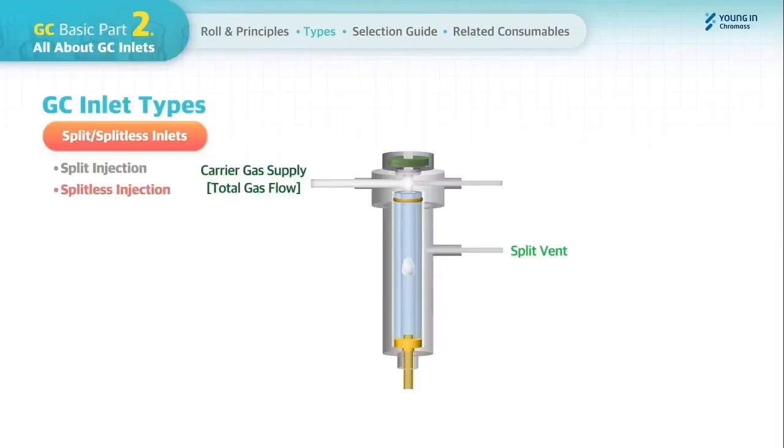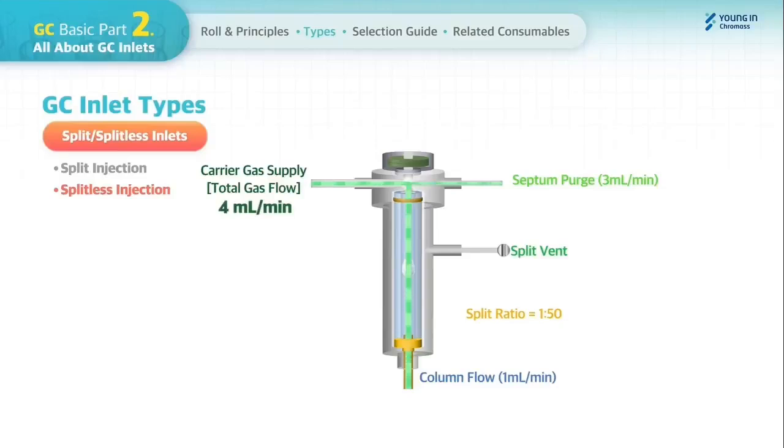With the splitless injection mode, the total gas flow will flow to the septum purge and the column flow at first. Let's say we set the column flow to 1 milliliter per minute and the split ratio to 1:50. The split ratio needs to be set as well to be applied at split on time. Then the total gas flow would be 4 milliliters per minute.